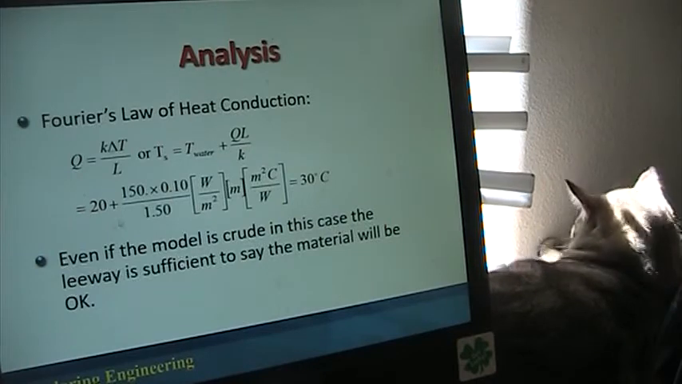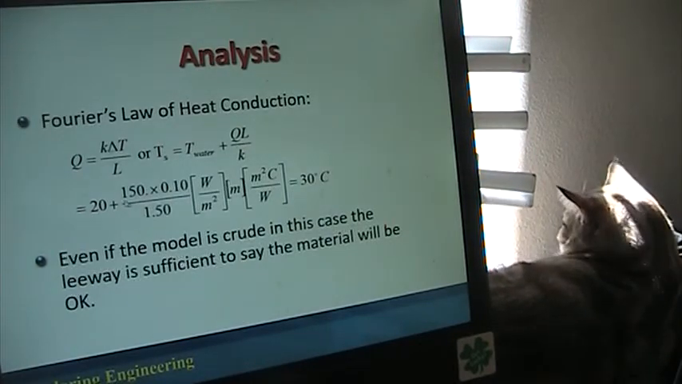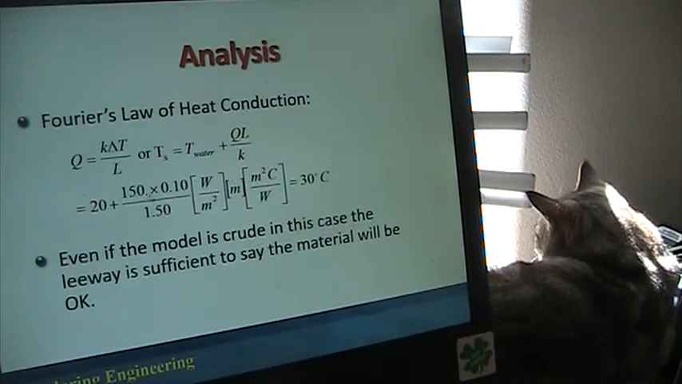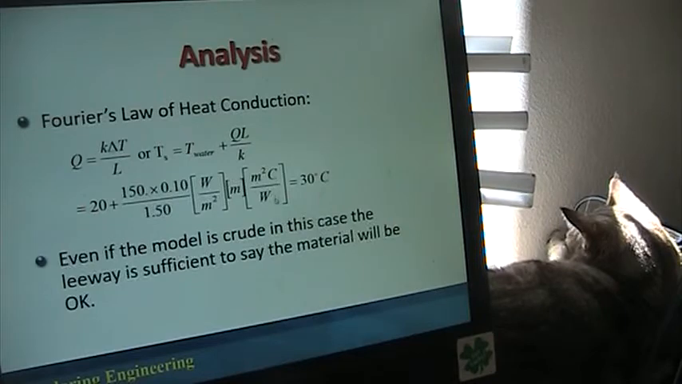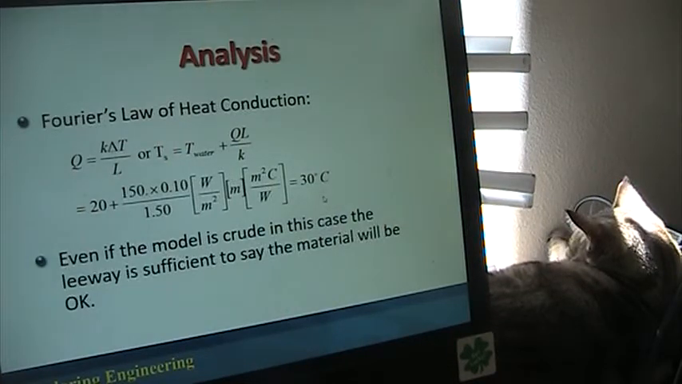Temperature of the water is 20 degrees C. So our heat transfer is 150 watts per meter squared times the thickness of material, 0.10, divided by 1.50, so that's watts per meter squared times meters times square meters degrees centigrade divided by watts. And we end up with an estimate that it's going to be 30 degrees centigrade in our machine, whatever it is. All right, well, they say the material is going to not be any good at 100 degrees. We're at 30 degrees. Bob's your uncle. We are there.